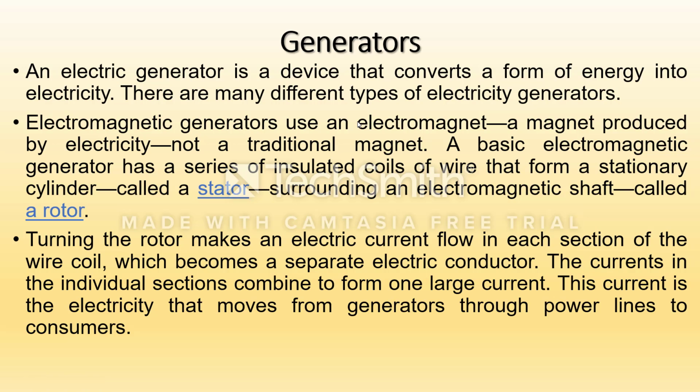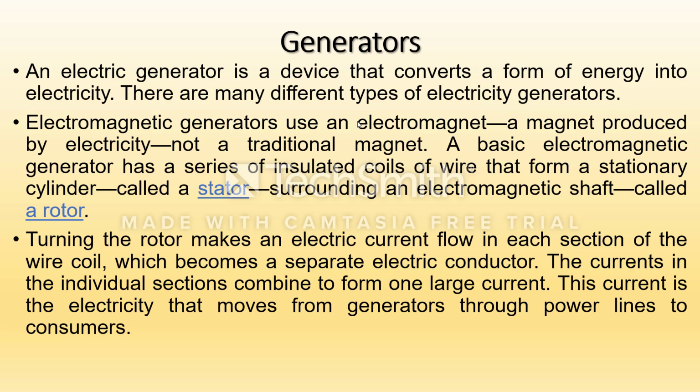A generator is a device that converts a form of energy into electricity. There are many different types of electricity generators. Here we will mention electromagnetic generators that use an electromagnet, that is a magnet produced by electricity.